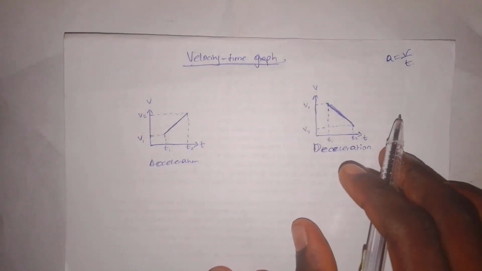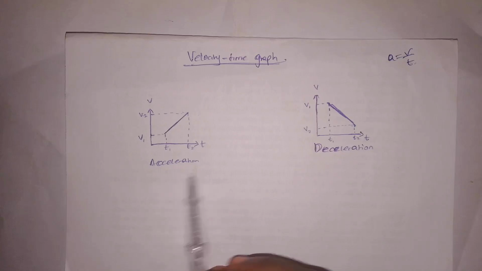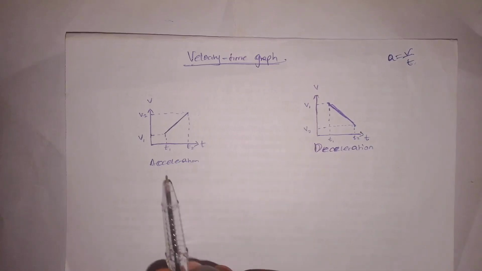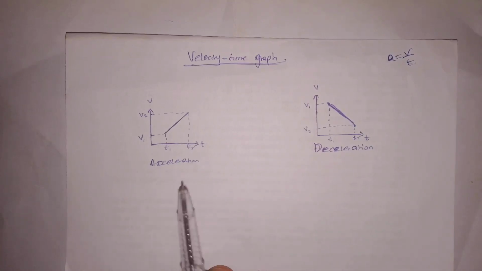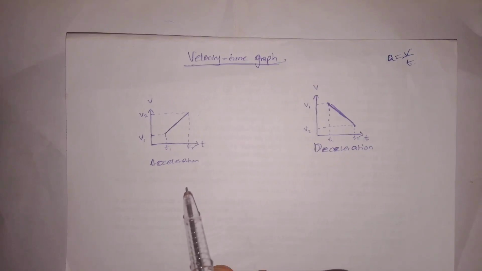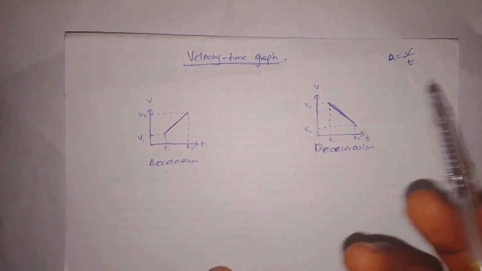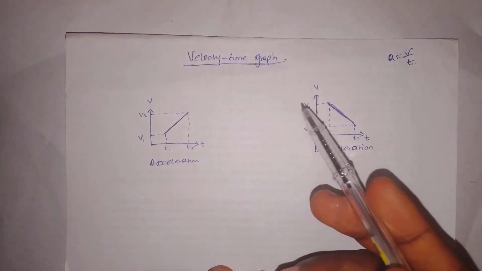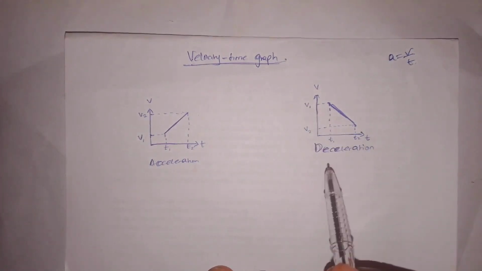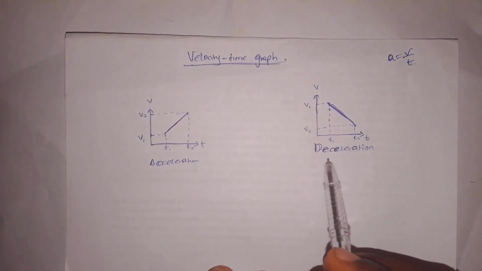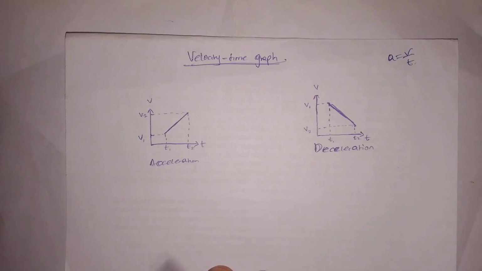Now recall I told you guys that we have what we call deceleration and what we call acceleration. When you say a body is undergoing acceleration, it means the speed, or let's say the velocity, is increasing. But when you talk of deceleration, it means that the body is slowing down.